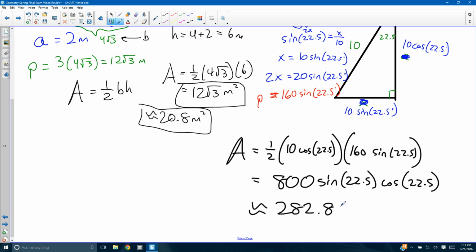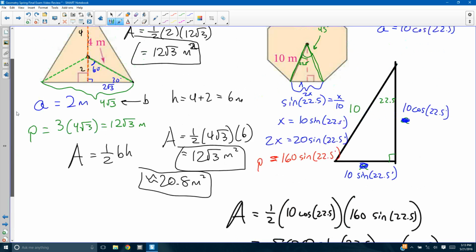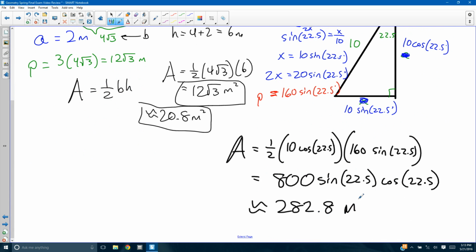I was about to say degrees. I'm caught up on degrees now. What are the units here? Meters. Square meters. There's the area of your entire regular octagon.